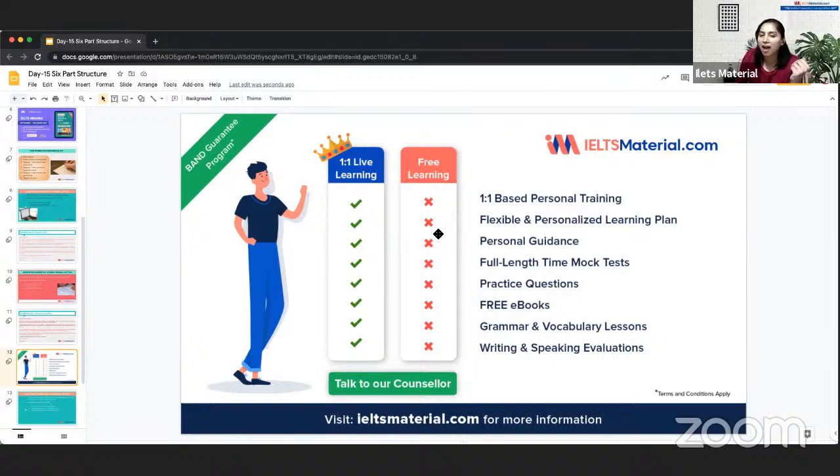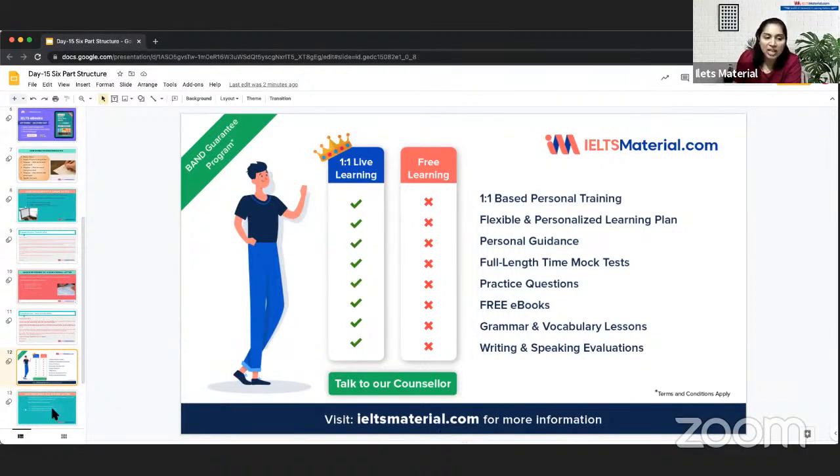So the cross marks are related to the free learning. Here also, it's not possible for me to give you a few questions. The same thing you will get in the one-on-one session, where, for example, the trainer has explained the 6-part structure to the candidate. Then she would give a few questions, which you can take as an assignment and complete. Again, the evaluation will be given related to that assignment with the improvements. So you can make the improvements and day by day you can see the progress. That is what is facilitated with the one-on-one learning. And for that, you just have to visit the website IELTSMaterial.com. Consider this particular session as your demo session.